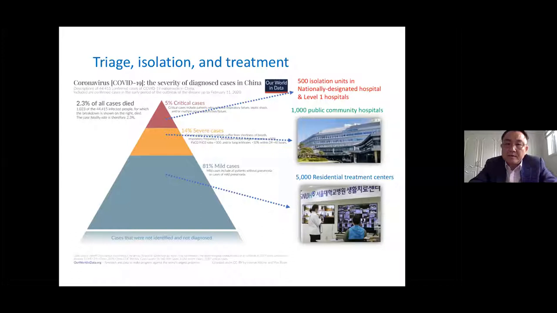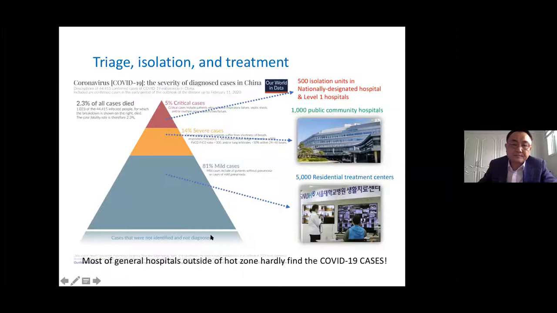Along with the severity, the patient can be effectively isolated in each facility. So most of the other general hospitals outside the hot zone, including Daegu and Gyeongsangbuk-do province, hardly find COVID-19 cases. It's true.